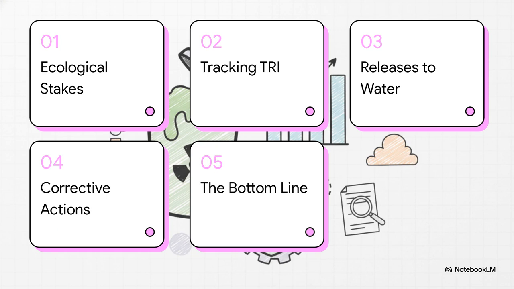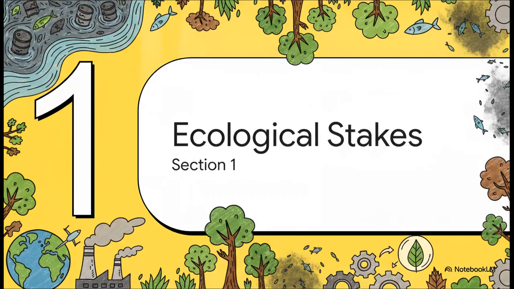Here is our roadmap for today. We'll run through the ecological stakes, tracking toxic release inventory, calculating releases to water, reporting corrective actions, and finally, the bottom line. Section 1. The ecological stakes.